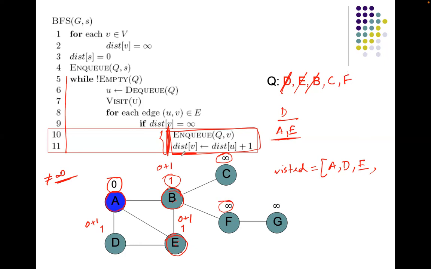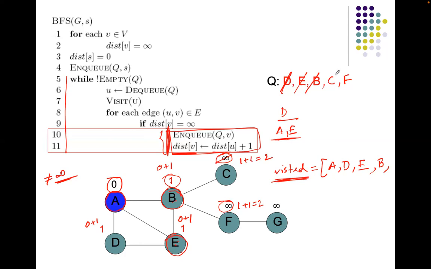All right, and we're going to update the distance value for C and F like this: distance of U plus 1. We explored C from B, so the distance value here will be 1 plus 1 equals 2. And F's distance value will also be, since we are exploring F from B, 1 plus 1 equals 2. All right, and we make B visited in our visited list.